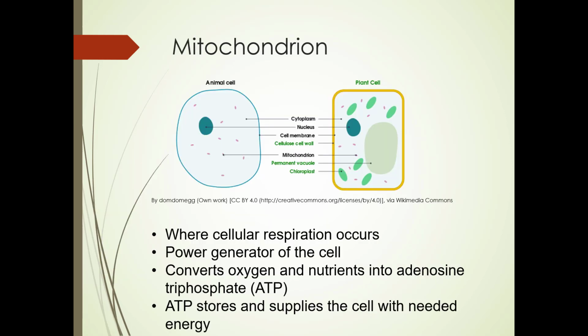Mitochondria are found in both animals and plant cells. This is where cellular respiration occurs, and we will talk about that in a few weeks. It's the power generator of the cell. It converts oxygen and nutrients into ATP, and ATP stores and supplies the cell with needed energy.